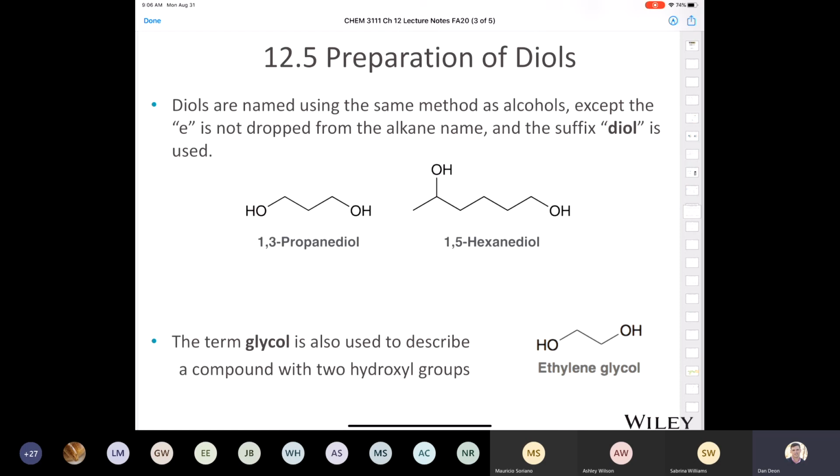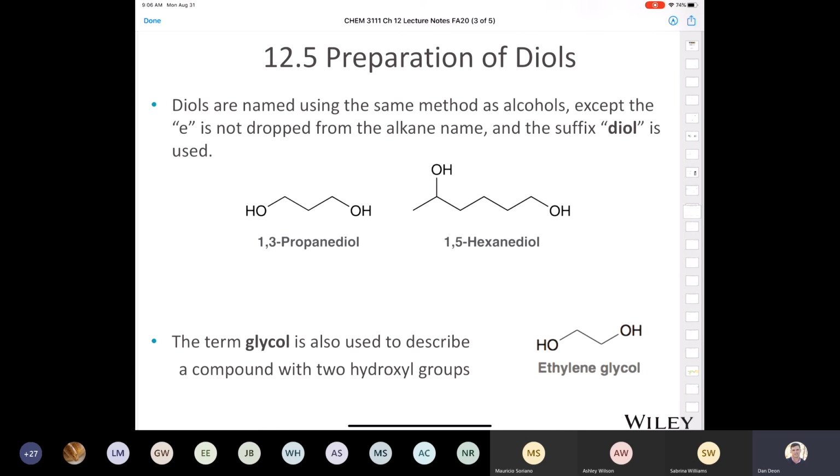It says here diols are named using the same method as alcohols, except the E is not dropped from the alkane name, and the suffix diol is thrown on the end. So here we have 1,3-propane diol. What else? We have 1,5-hexane diol.